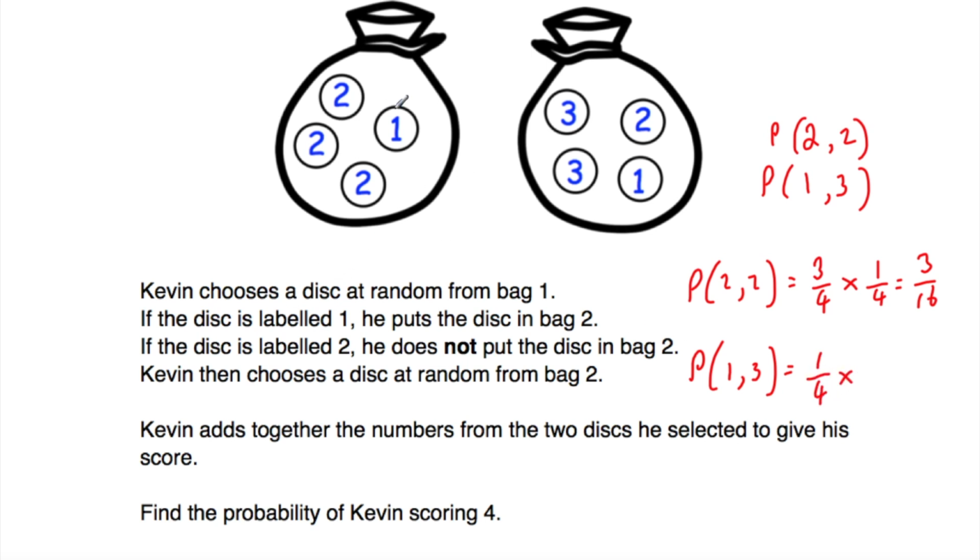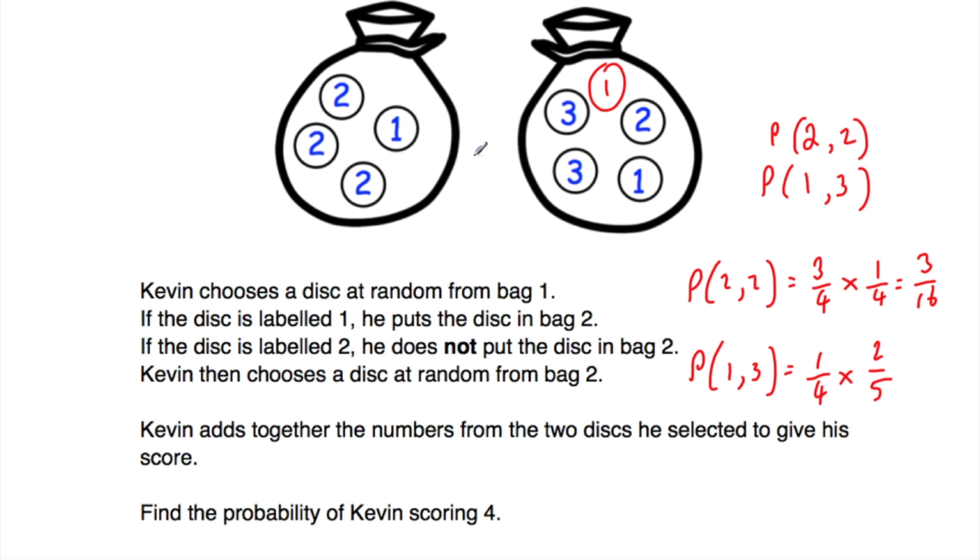Now, if he chooses this disc with a 1 on it, he then puts this disc into bag 2 before he then chooses a disc at random from this bag. So if he takes this 1 out, he's going to look at it, see it's a 1, and then he's going to put it into this bag here. So this bag now would have 5 discs in it. And if we want to find the probability that he picks a 3 from this bag, well, let's have a look at the counters. There's 5 counters in the bag, and there's 2 of them labelled with a 3. So the probability that Kevin chooses a 3 from this bag is equal to 2/5.